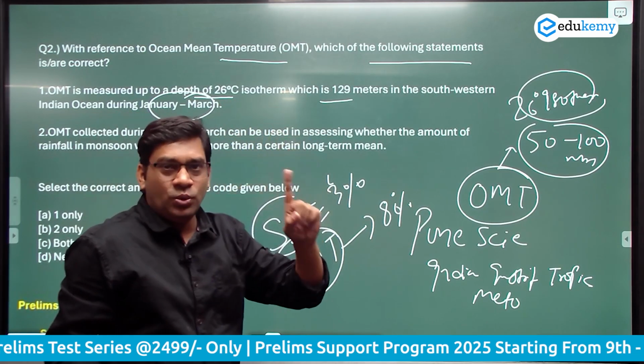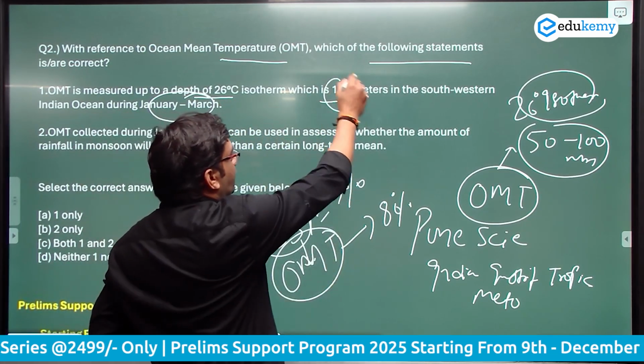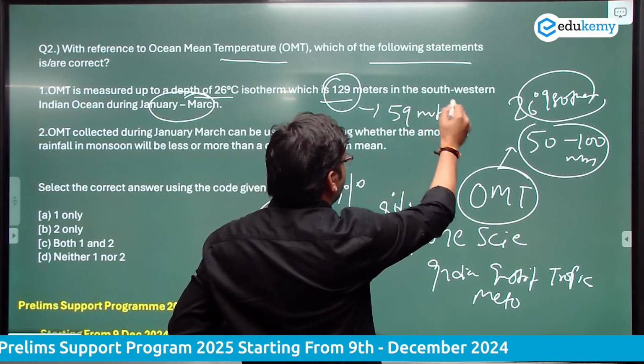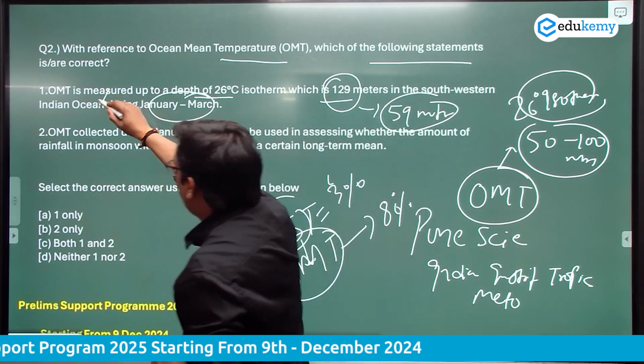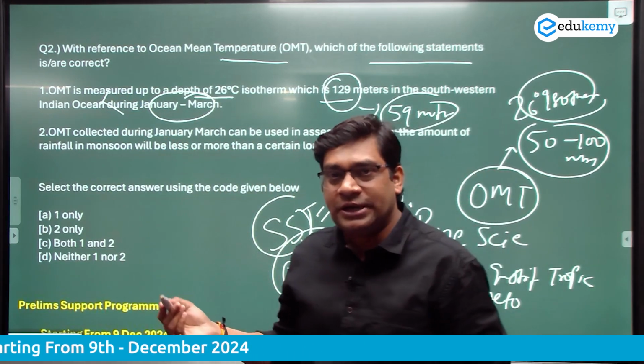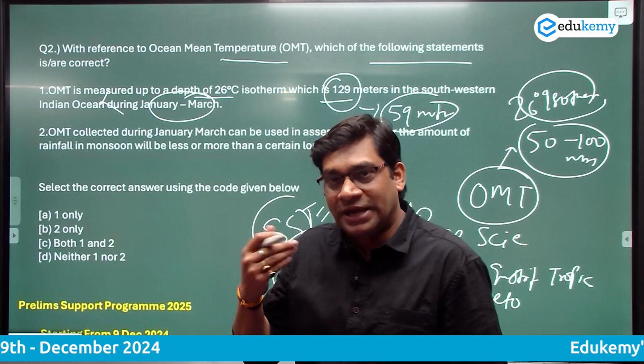In this statement, only one thing is a mistake here, 129. It should be 59 meter. So option statement 1 is wrong. Okay, ओशन मीन टेम्परेचर पे फिर से क्वेश्चन आ सकता है क्योंकि हमारा मॉनसून और साइक्लोन दोनों इस पे डिपेंड करता है.